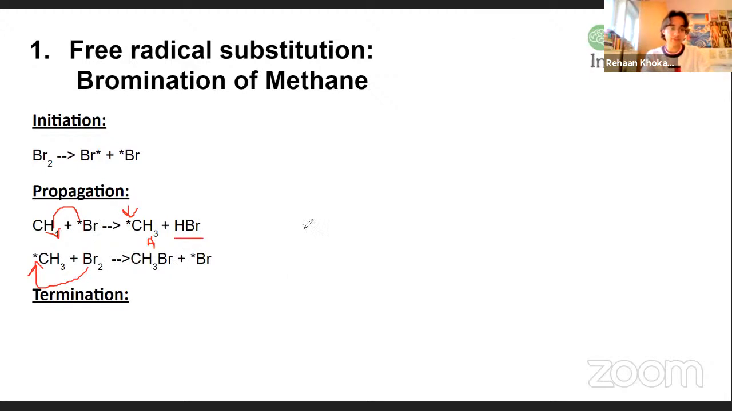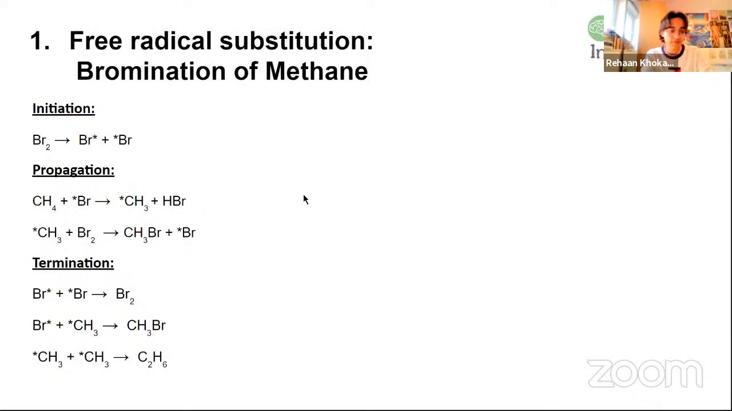And then finally, we have the termination steps. Sorry, these are the termination steps. The termination reaction in any free radical substitution reaction is effectively the joining of any 2 free radicals. So the 2 bromine radicals coming together will end the reaction.